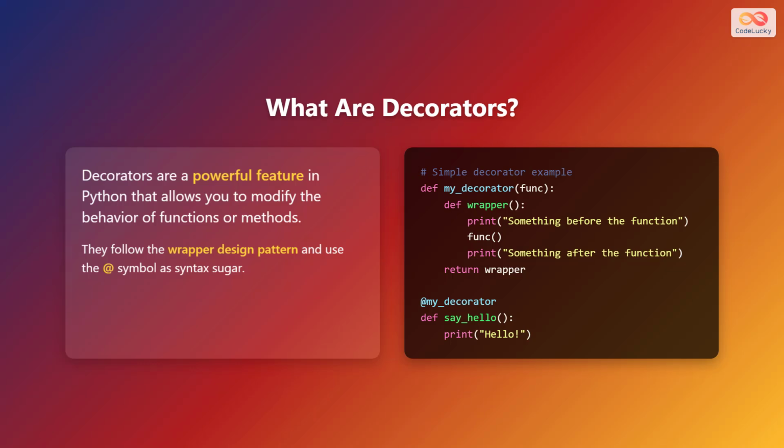We define a function called my_decorator, which takes another function func as an argument. Inside my_decorator, we define another function called wrapper. This wrapper function adds some behavior before and after calling the original function func. The my_decorator function returns the wrapper function. We use the @my_decorator syntax above the say_hello function to apply the decorator.